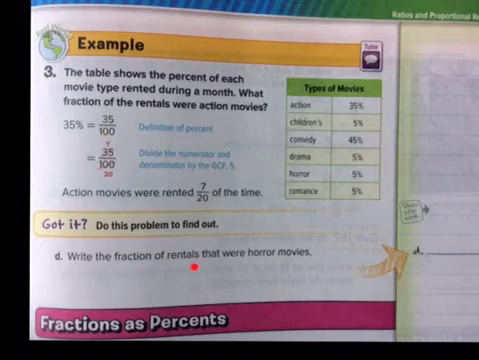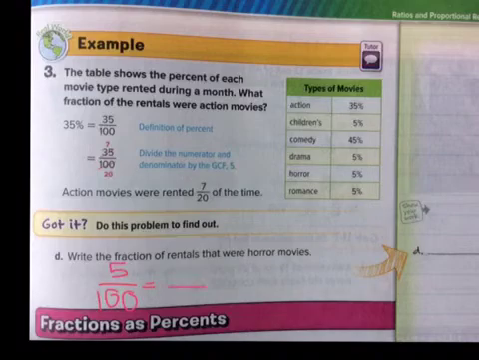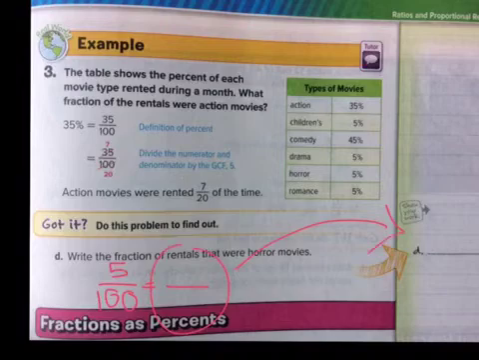Write the fraction of rentals that were horror movies. Horror movies is 5%. 5 out of 100. Go ahead and write 5 out of 100, but in the simplified form, and I want this simplified answer right there. I'm not going to tell you what it is.